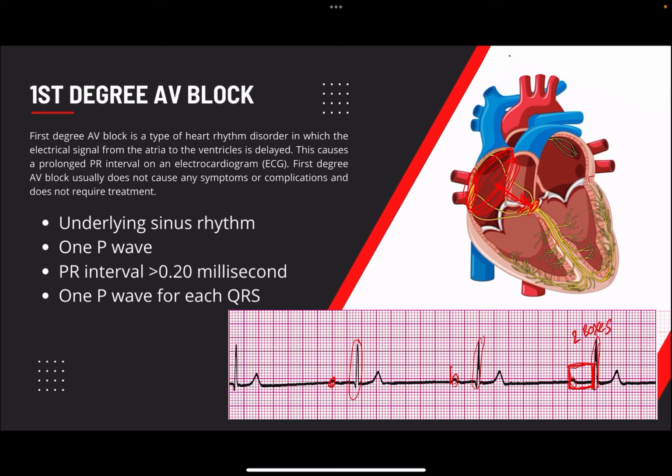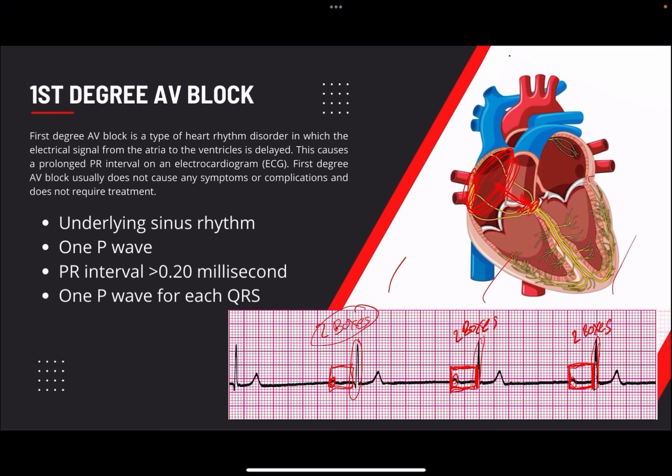And then this one here up to here, that's 2 boxes as well. And then this one up to this one, approximately 2 boxes. So it is consistent that in every QRS complex there's a P, but the distance of the P to QRS is consistently prolonged. 2 boxes, 2 boxes, 2 boxes.